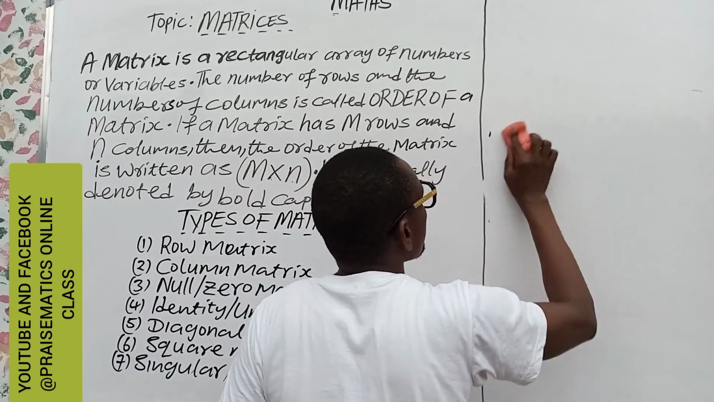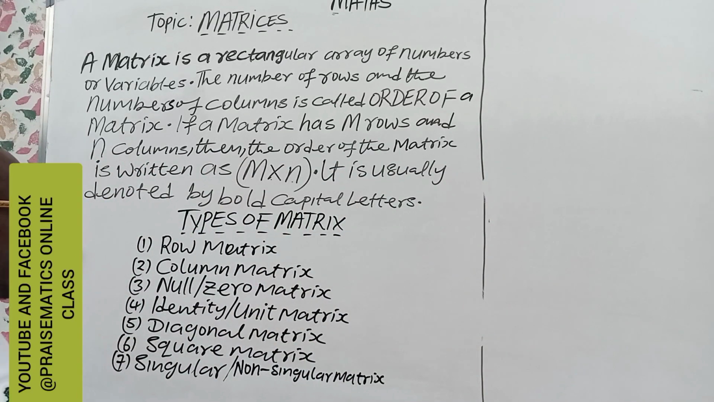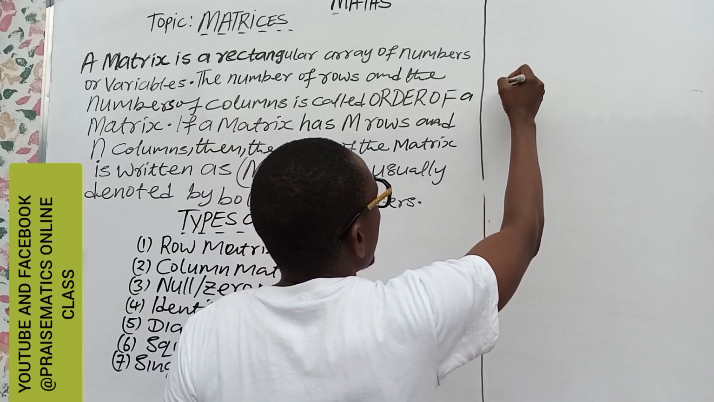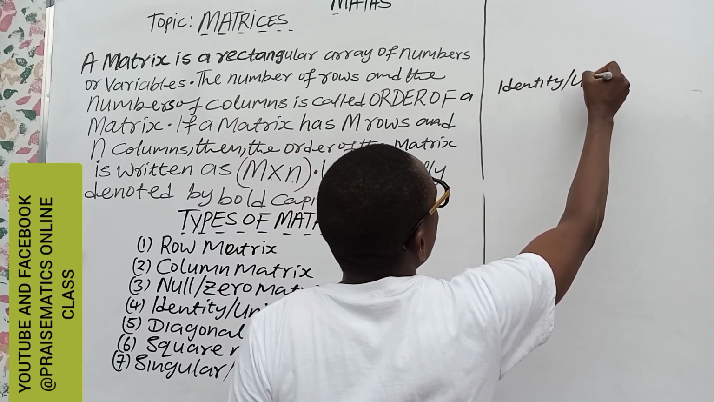Okay, that is it. I hope you are following. Number 3 (next), let's look at the identity matrix, or unit matrix.